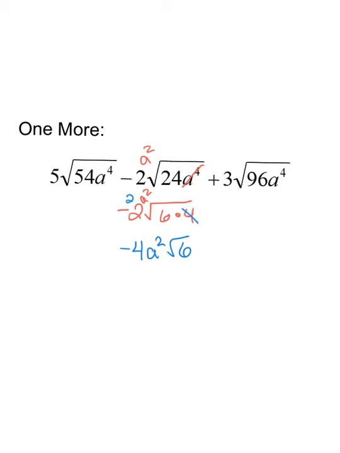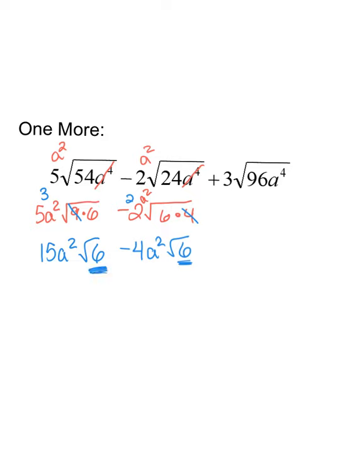Now I can kind of cheat a little bit. I'm hoping to get another radical 6. So I'm going to look at the first term. Again, the a to the 4th becomes a squared out front, so this is 5a squared. And I'm looking for factors of 54. So if I do 54 divided by 6 on the calculator, I get 9. So 9 times 6 is 54. The square root of 9 is 3. So this becomes 15a squared radical 6.